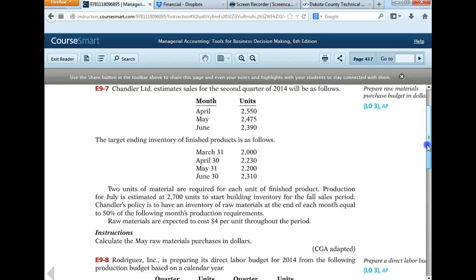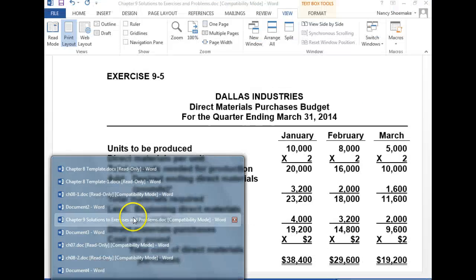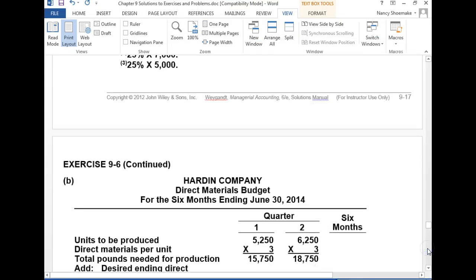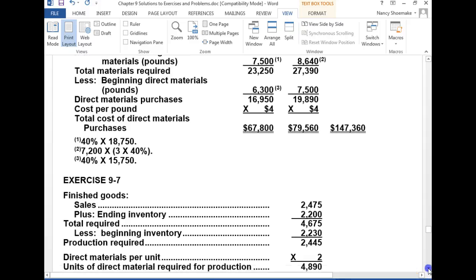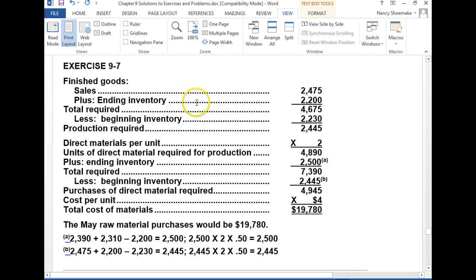We have to calculate May's raw materials. Again, very straightforward, just like the PowerPoint showed. We're going to start with our sales plus our ending inventory minus what's in our beginning inventory to determine how much we need to produce, times how many materials we need per unit, and then units of materials plus what we want in our ending inventory minus our beginning inventory. So it lets us know what we need to purchase times the cost per unit gives us how many dollars worth of materials we need to purchase.